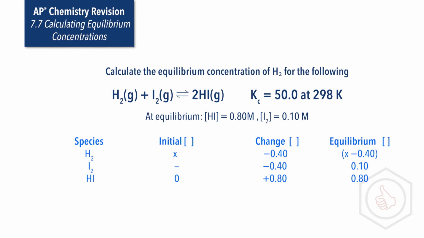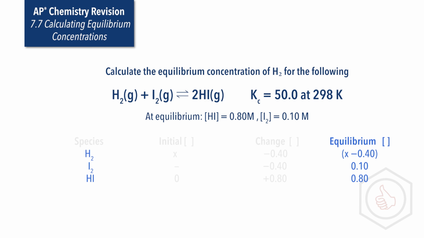Equilibrium concentration of HI is 0.8, equilibrium concentration of I2 is 0.1, and equilibrium concentration of H2 is x minus 0.4 molar, because whatever the starting concentration was, it decreased by 0.4. Now we just need to substitute these values into our Kc expression to find the unknown x.